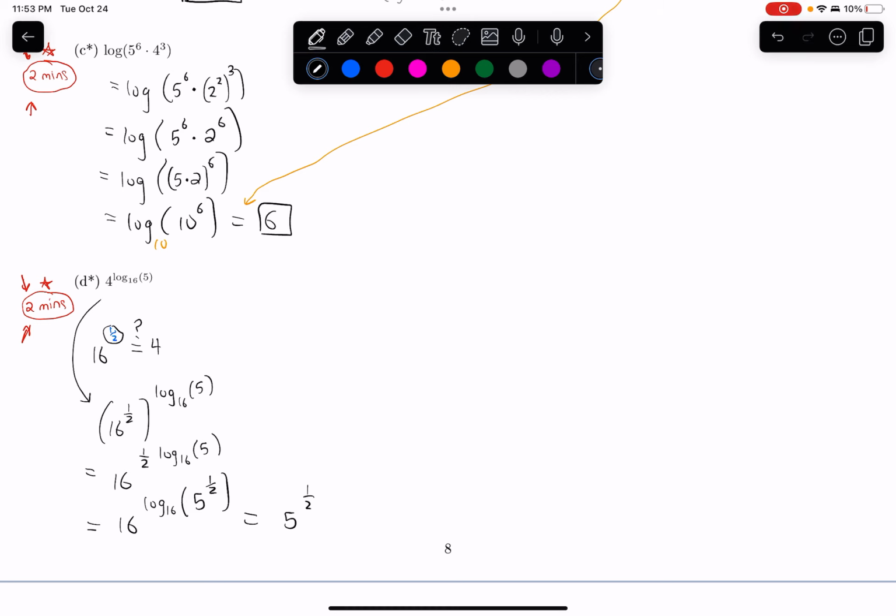Cool, and that's my answer. Or if I wanted to rewrite this, that's the same thing as square root of 5. I could also write it like that. All right, and there we go.